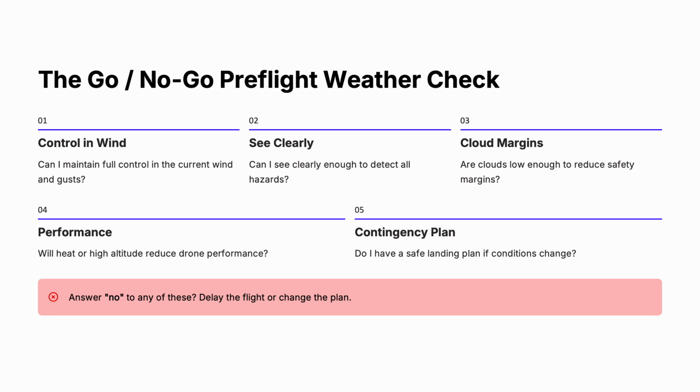Here's the rule that ties it all together. If you answer no to any one of these 5 questions, delay the flight or change the plan. This isn't about being cautious for its own sake. It's the same professional judgment standard the FAA expects from every RPIC.